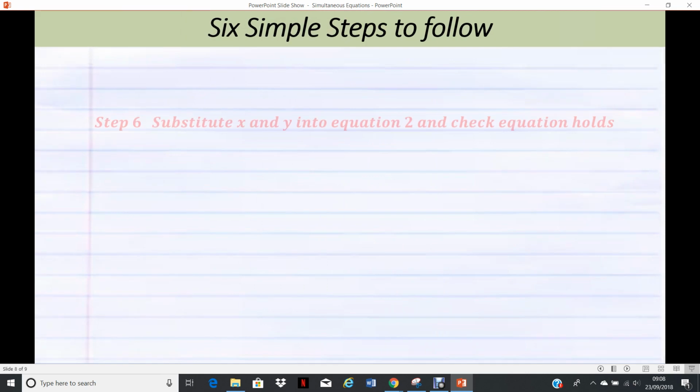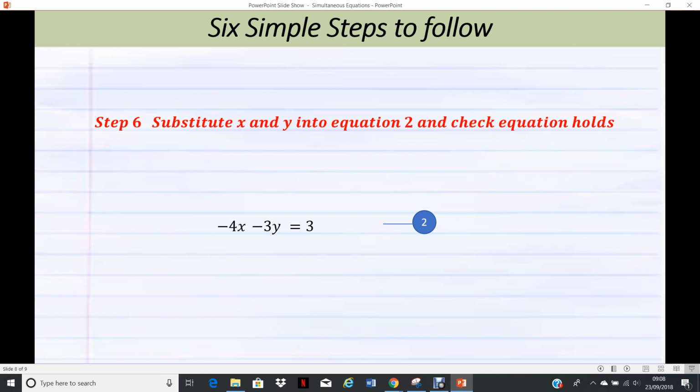Finally, we need to substitute the values of x and y that we've just found into equation 2 and check that the equation holds. So equation 2 is minus 4x minus 3y equals 3. If we plug in the values of minus 3 and plus 3 for x and y respectively, you see that the left hand side, 12 minus 9, is equal to the right hand side.